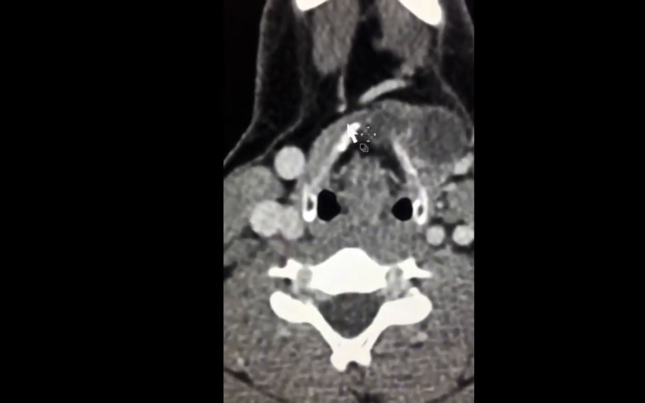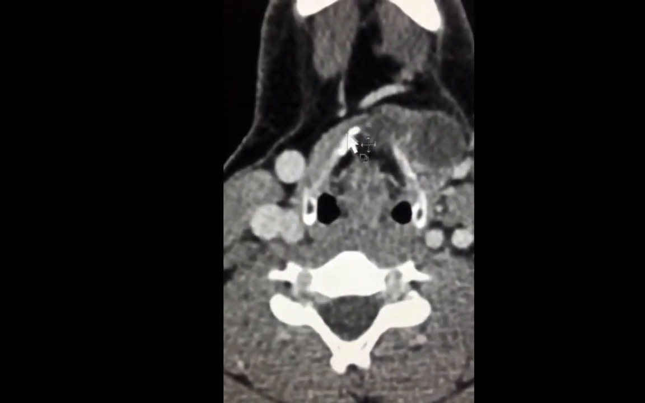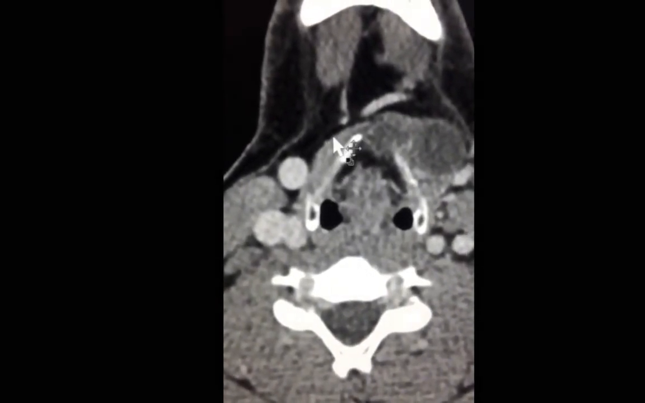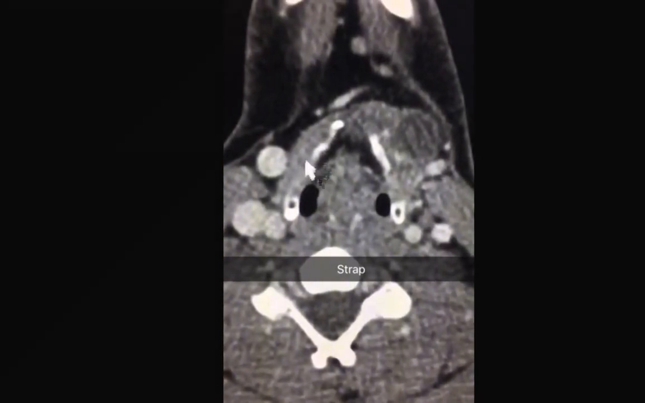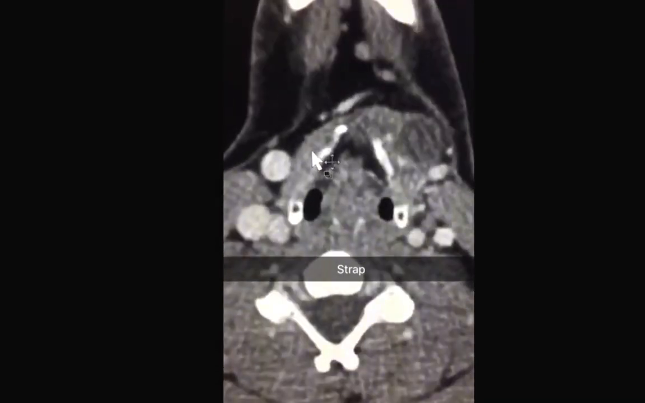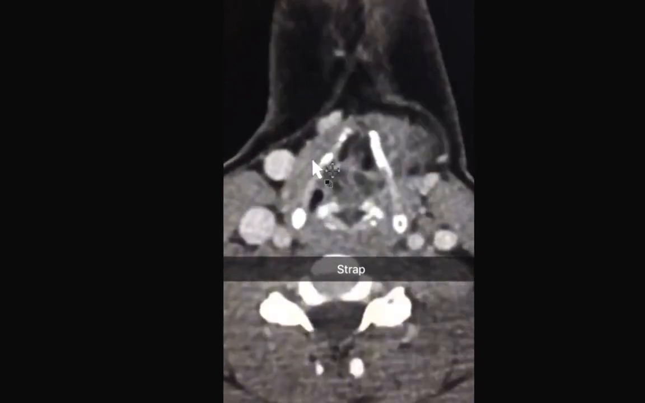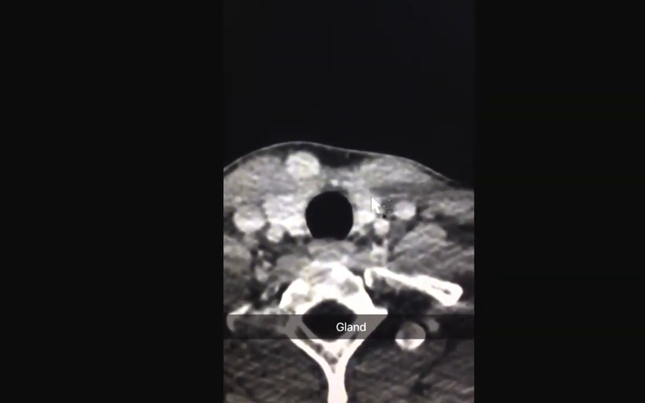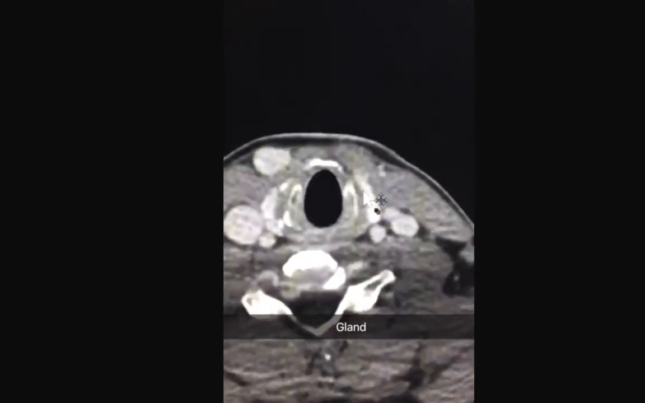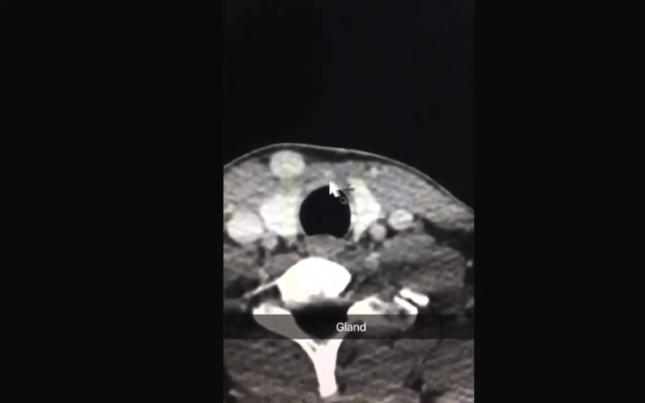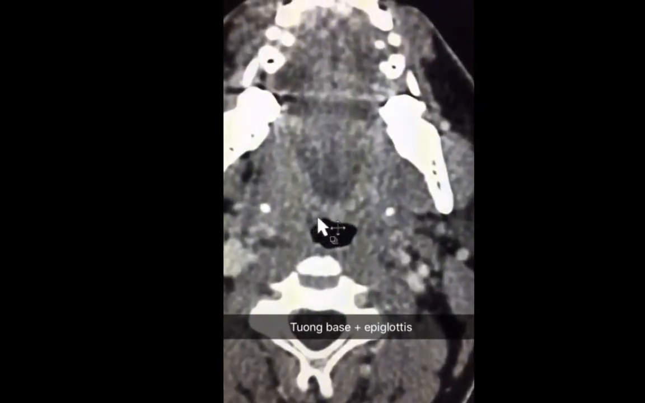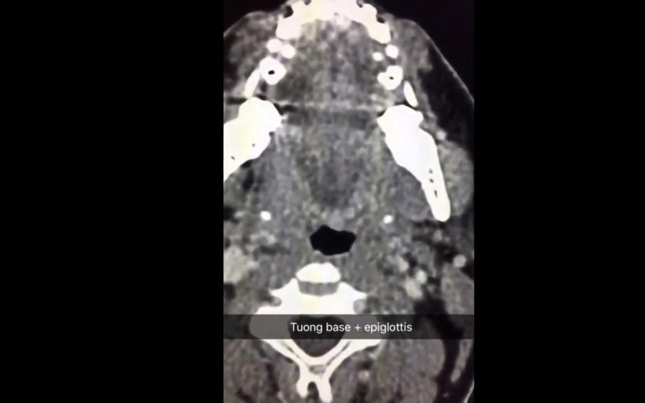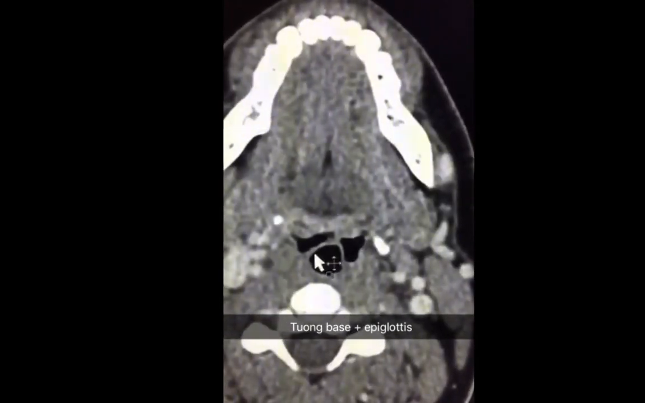Another important piece of information is about these muscles, which are closely related to the thyroid cartilage. These muscles are called the strap muscles. Now to complete the picture, this is the thyroid gland. We go to the level of the oral cavity. This is the base of the tongue, and as we go lower down, you'll see this, which is the epiglottis.